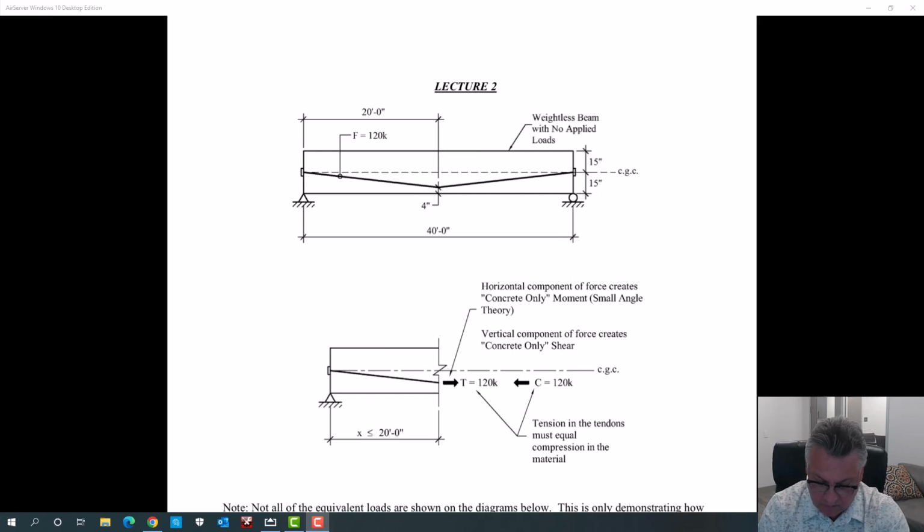So we're going to start off with a beam that is pre-stressed. But here's an important point. It is a weightless beam and has no applied loads, and that is extremely important. What you're thinking as you're watching this is, I've got a beam just like you had a beam in your statics class, and it looks like that, and it's got no loads on it, has no weight to it. This is the beam that we are analyzing this entire lecture.